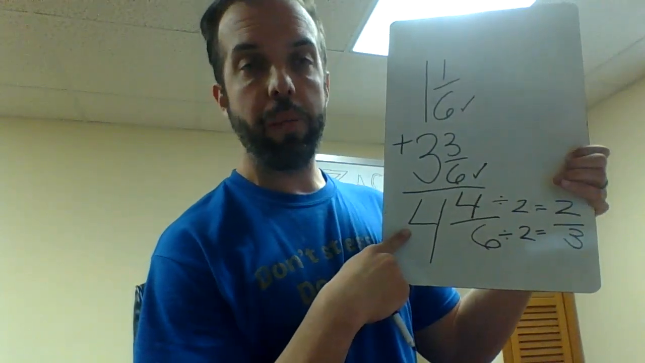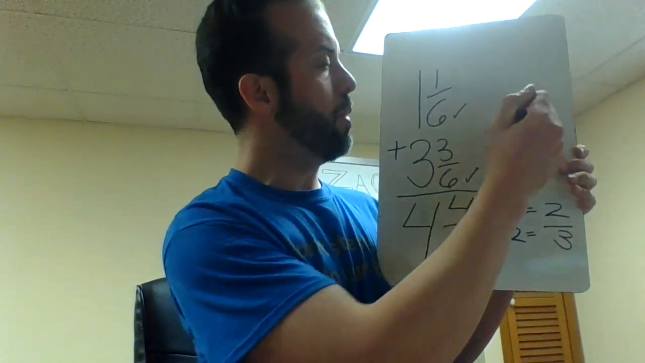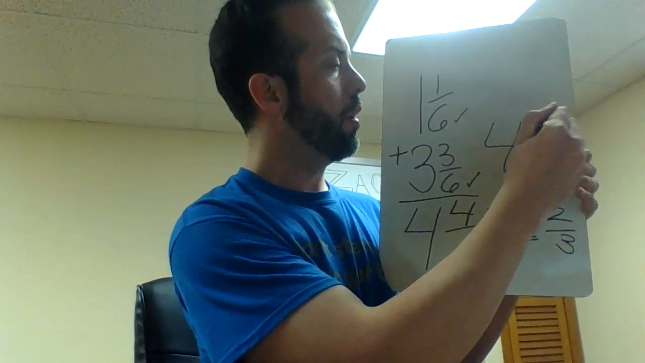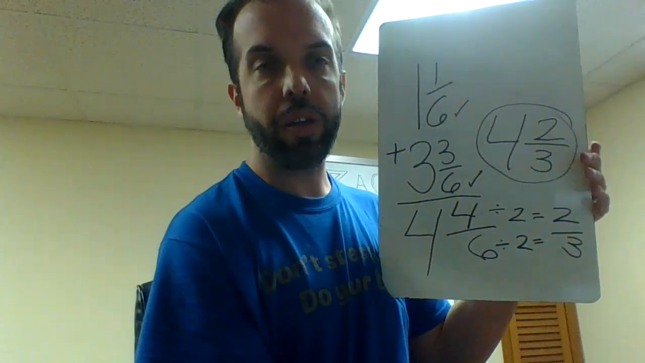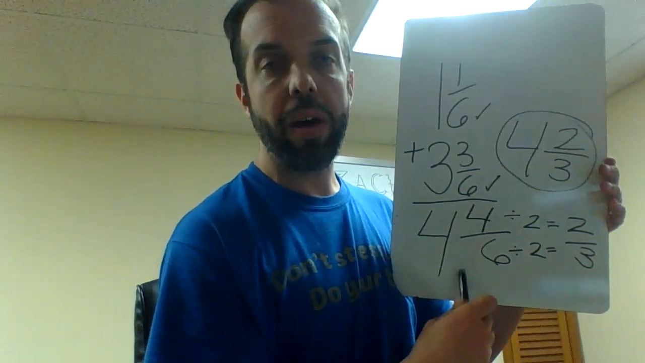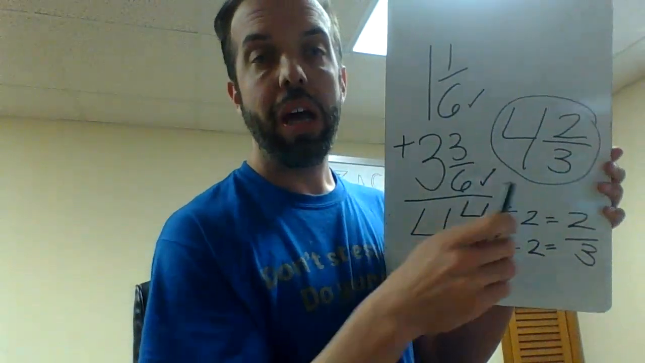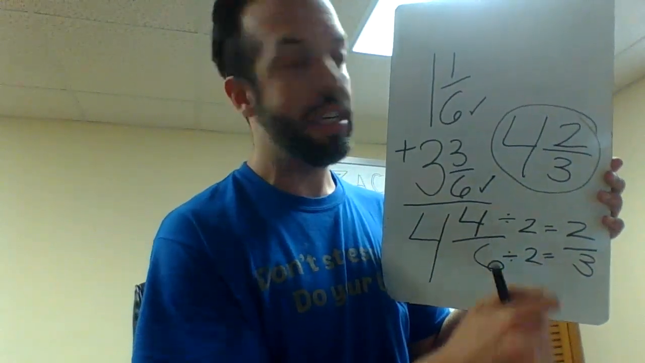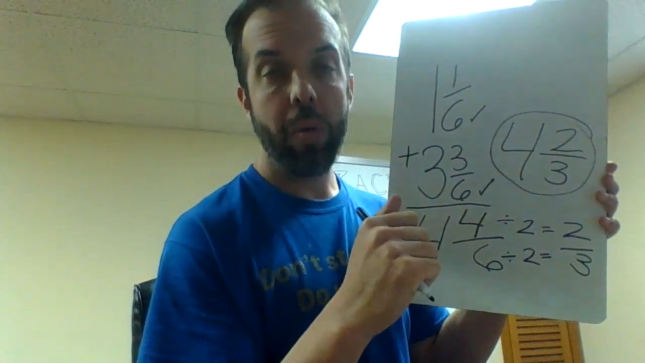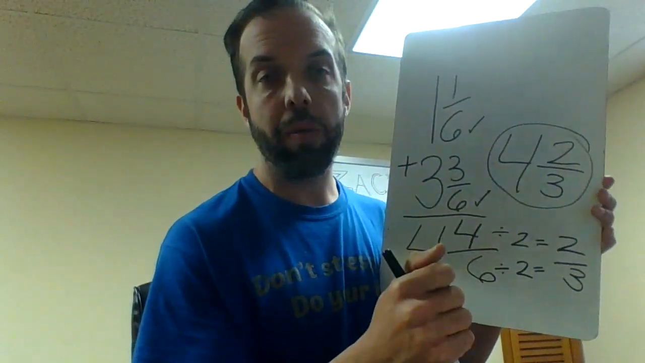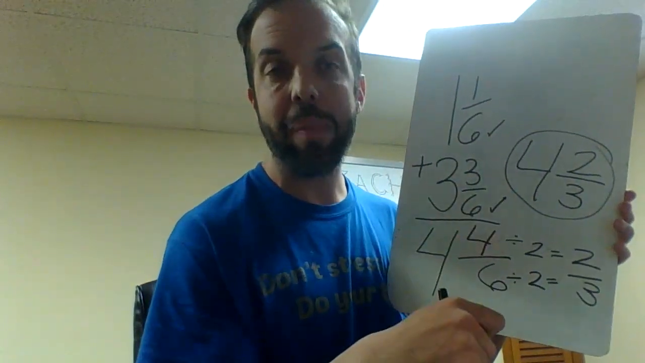Now I can move my whole number back. So my answer is going to be 4 and 2/3. That's my final answer. Now, 4 and 4/6 is still correct, guys, but we want to make sure that our fraction 4/6 is in its simplest form. Like I said, when you move to 5th grade, that's going to be a requirement, so it's good to get in that habit now.